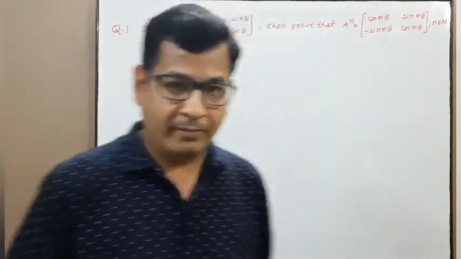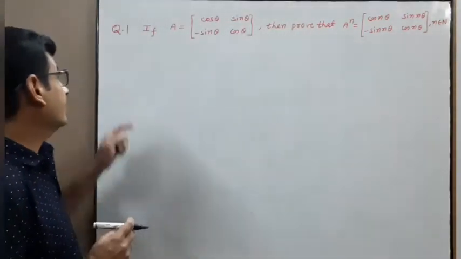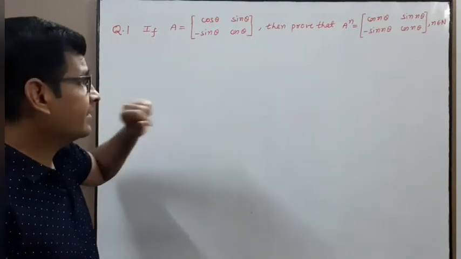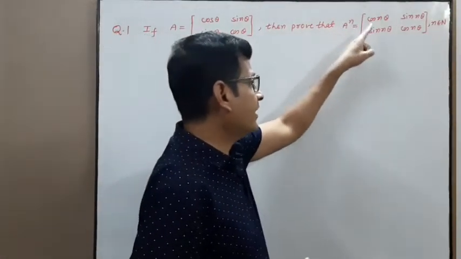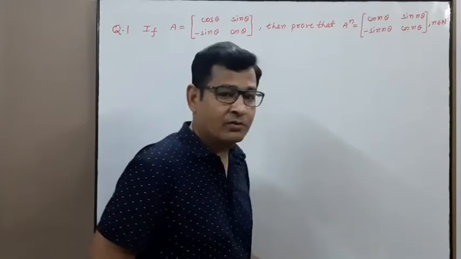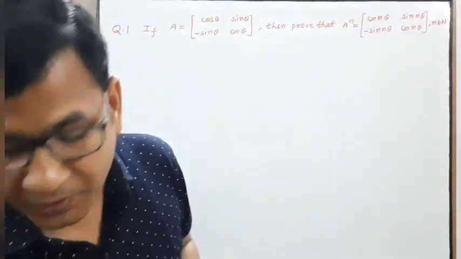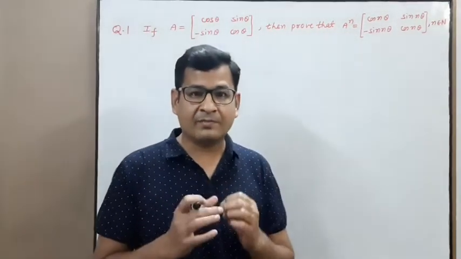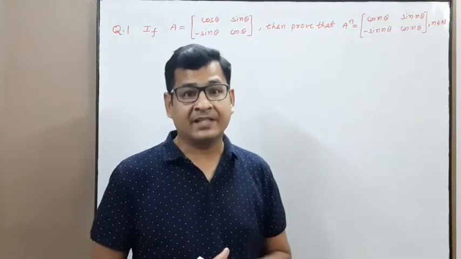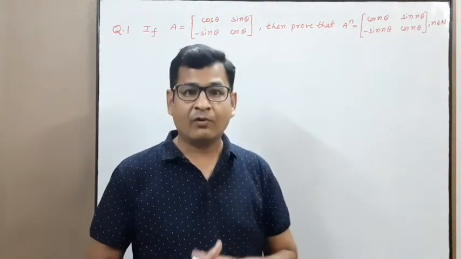Hello students, today we are going to discuss extra problems on matrices. Problem number 1. If A equal to this, then prove that A raised to the power n equal to this, where n belongs to natural number. We don't know the value of n, meaning this question is based on the principle of mathematical induction, chapter number 4 of 11th class.